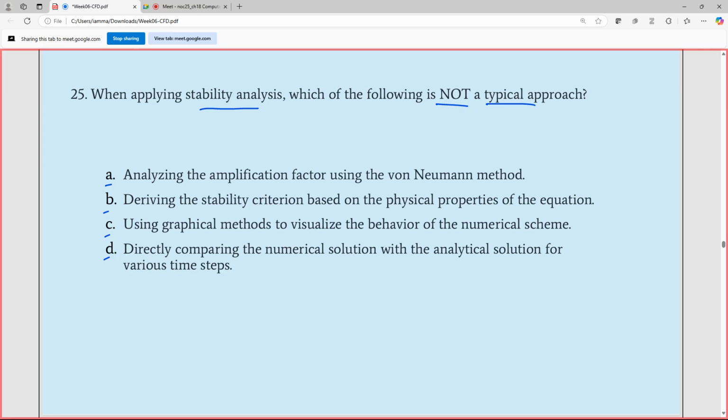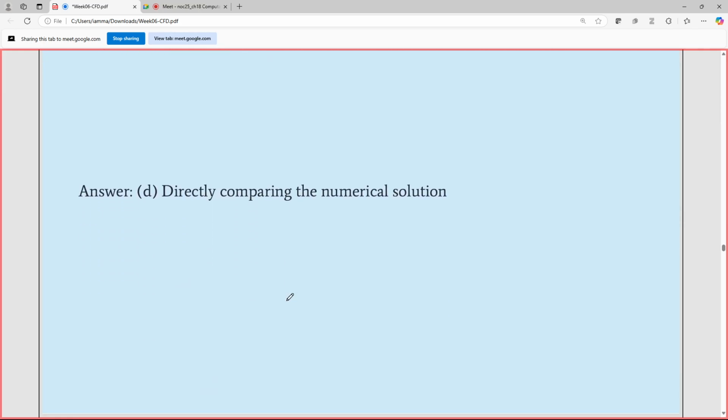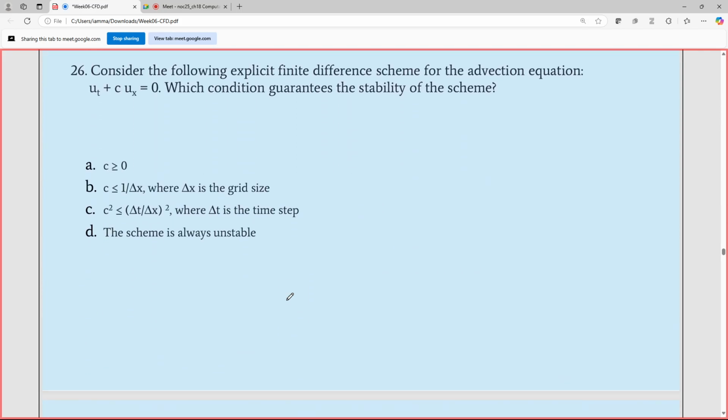So, the answer is option D. That is, directly comparing the numerical solution is not used for stability analysis. It is not a typical approach. So, option D is our answer. Moving on to the next question.